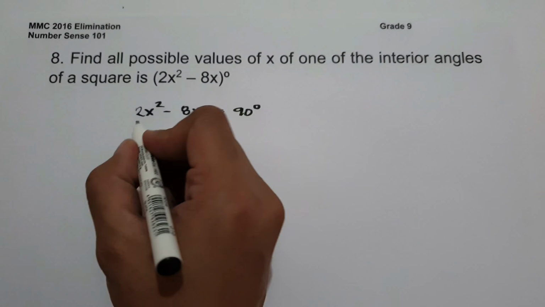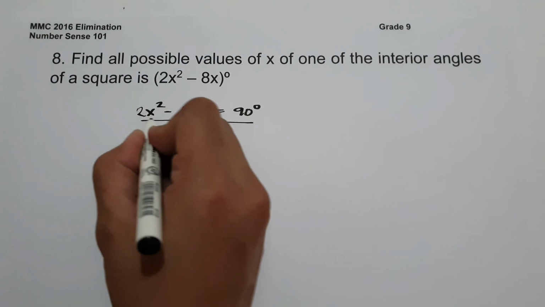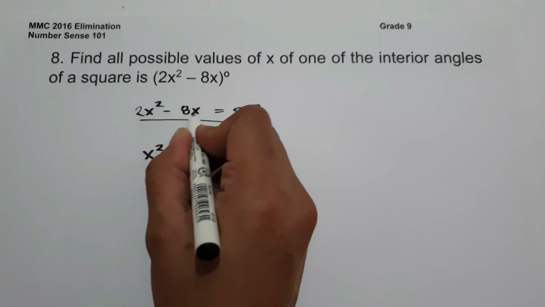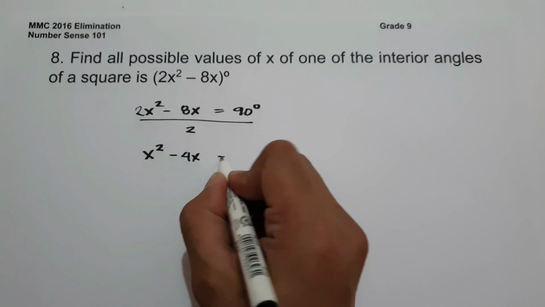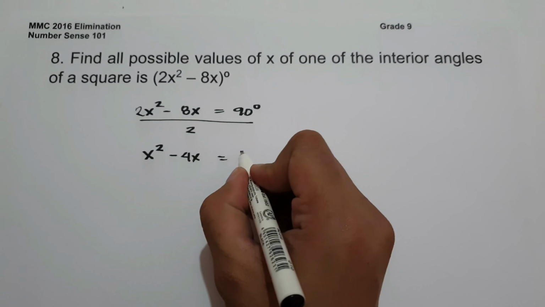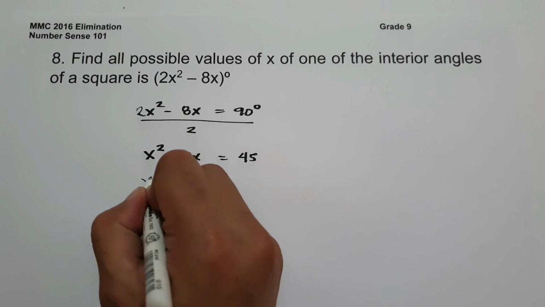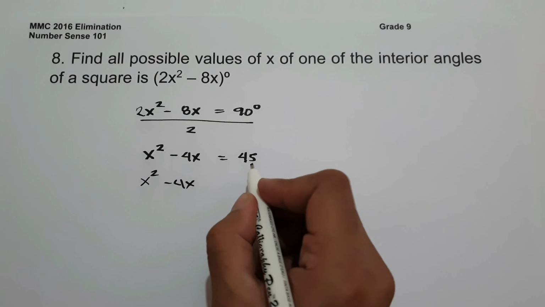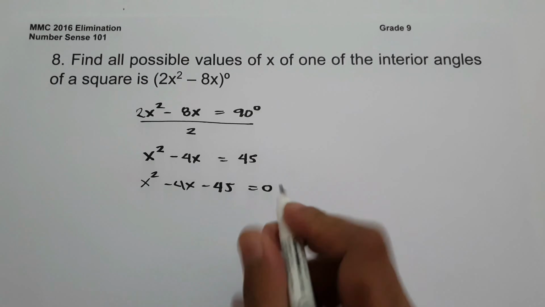So let's simplify the equation by dividing the whole equation by 2. So 2x squared divided by 2, that is x squared. And then negative 8x divided by 2, that is negative 4x. And then 90 divided by 2, that is 45. So let us have x squared minus 4x, and let's move 45 to the other side, that is negative 45 equals 0.